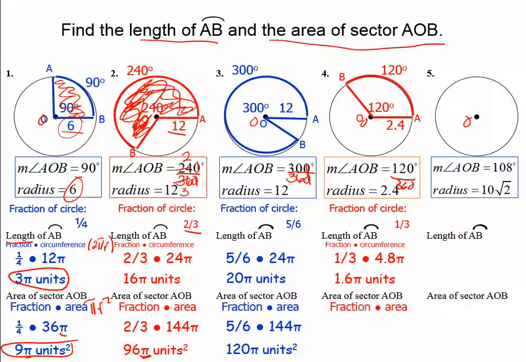Same fractional part times the area, which is pi r squared. Okay, I'm sure you had to do that on a calculator. 2.4 times 2.4, 5.76. If I divide that by 3, 1.92 pi. Don't let decimals throw you. You can punch a decimal in a calculator just like you can punch a whole number in a calculator.